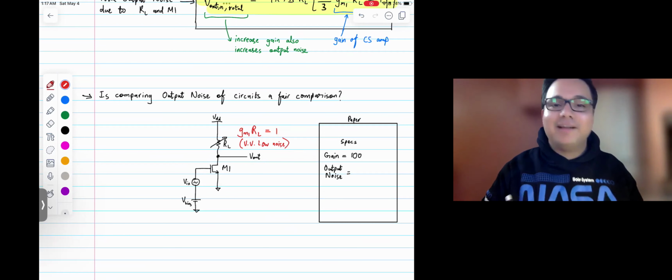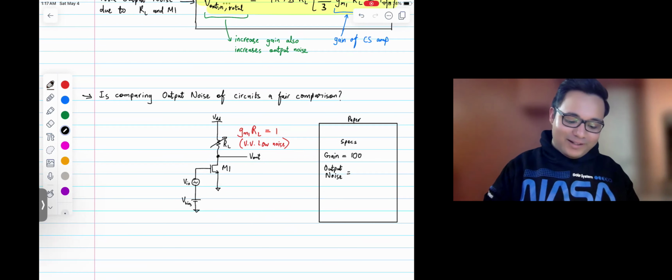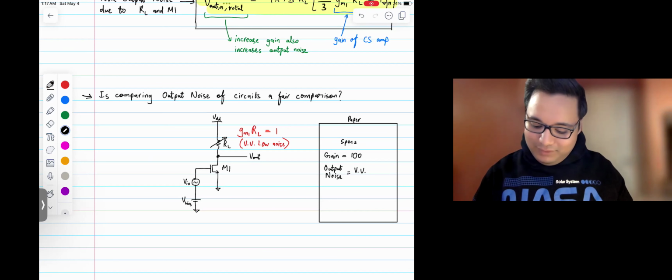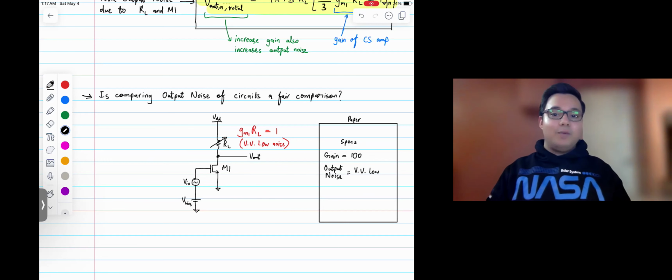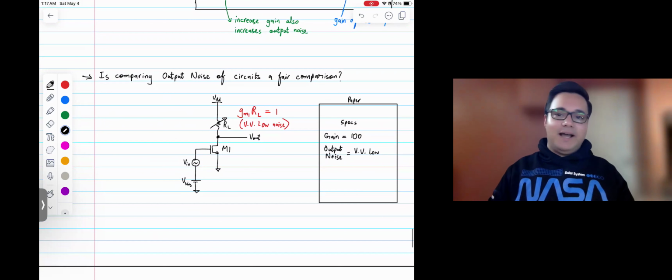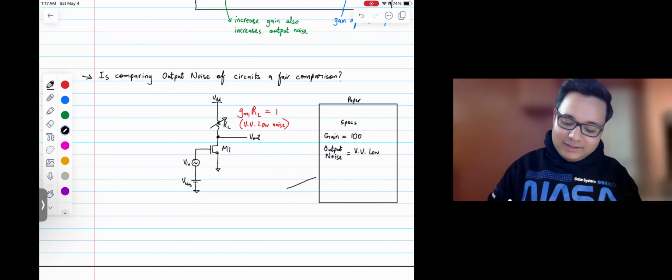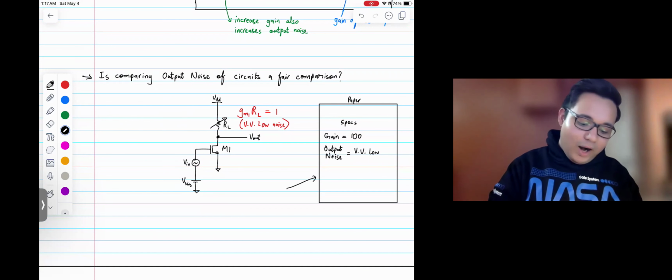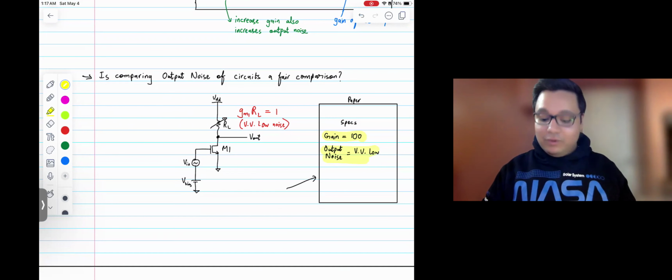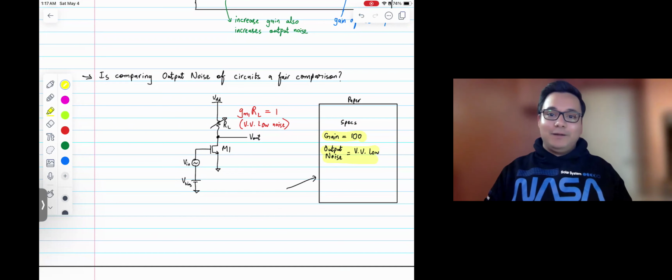And then I report that probably on my paper, that I was also able to measure very, very low output noise. So is this okay? Do you see a problem with that? Well, anybody who's going to read this paper will see, wow, a gain of 100, a very high gain, and very low noise. This is excellent, right?